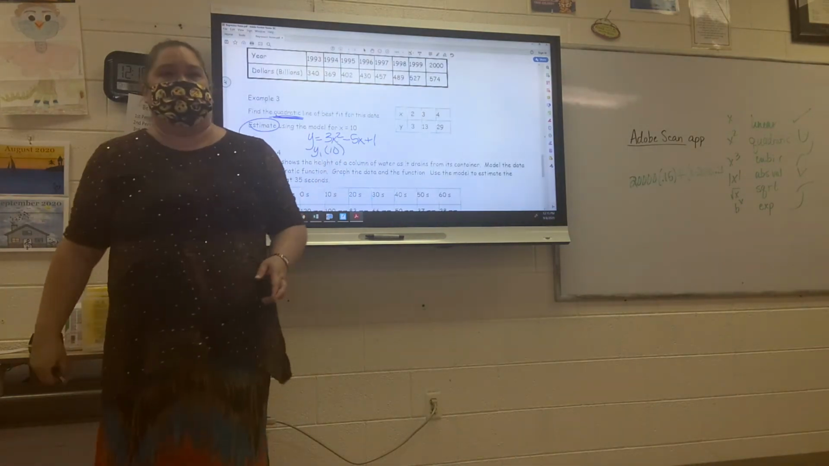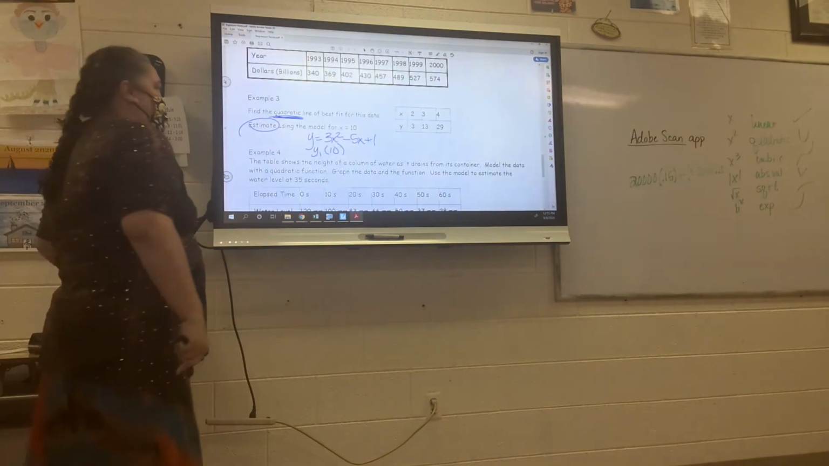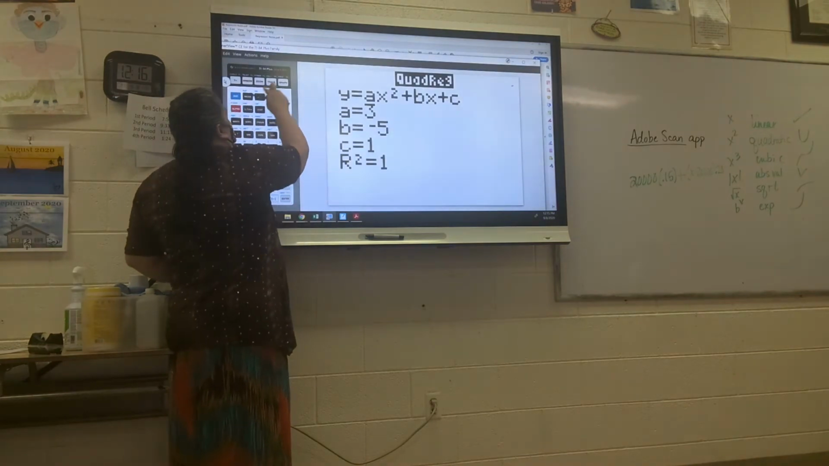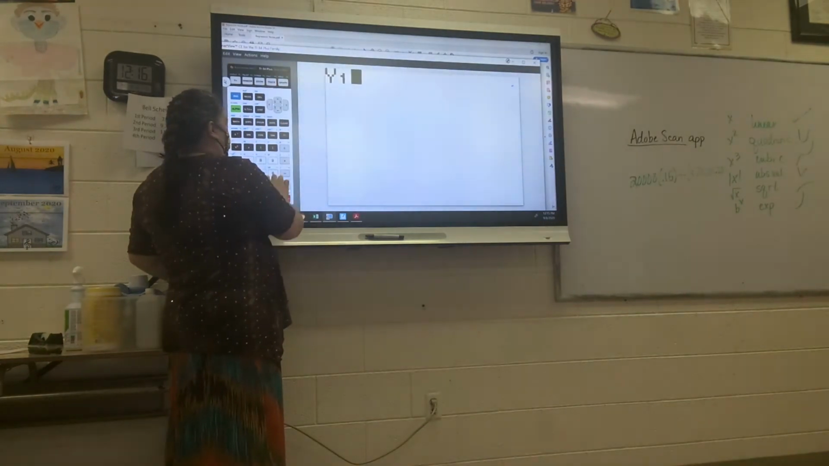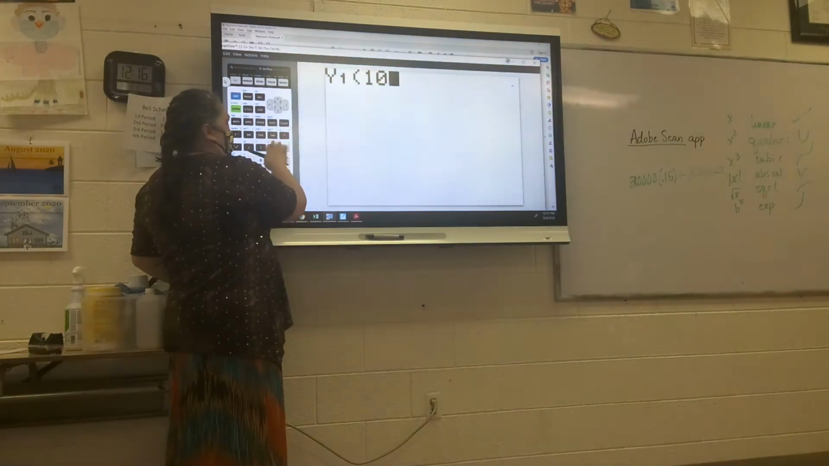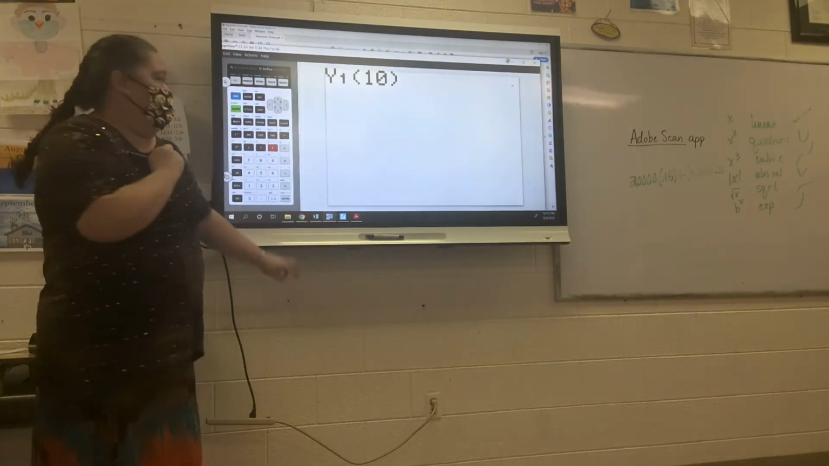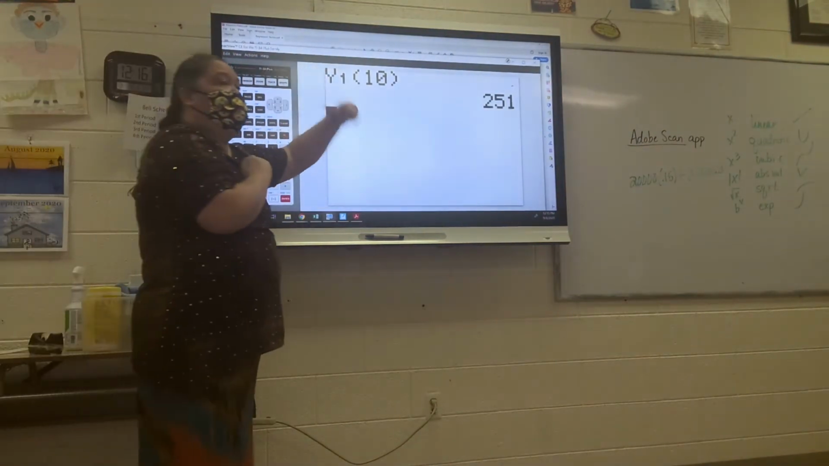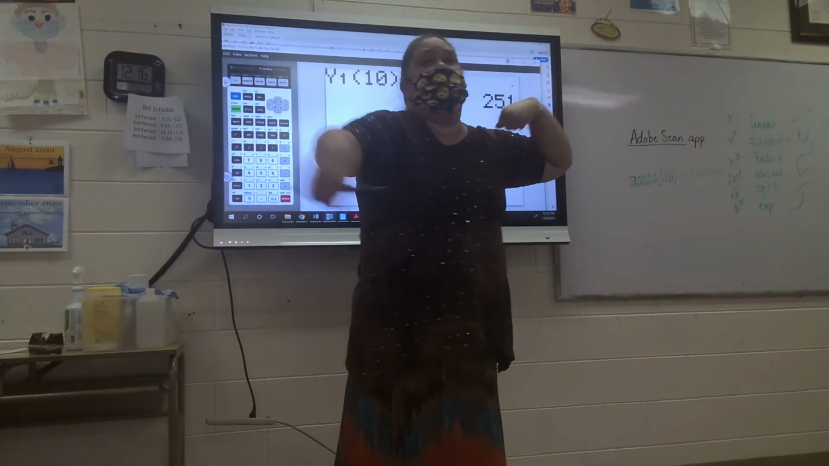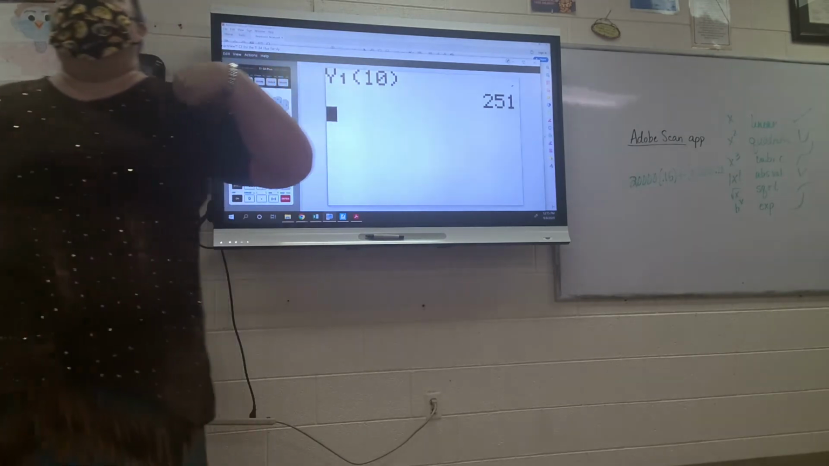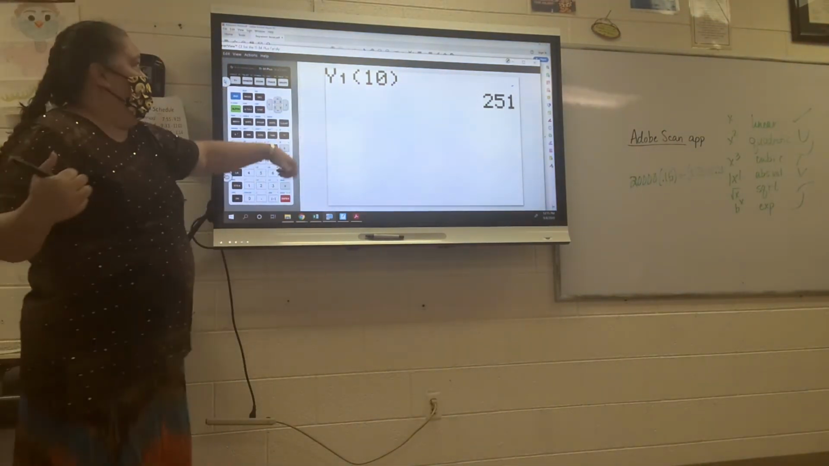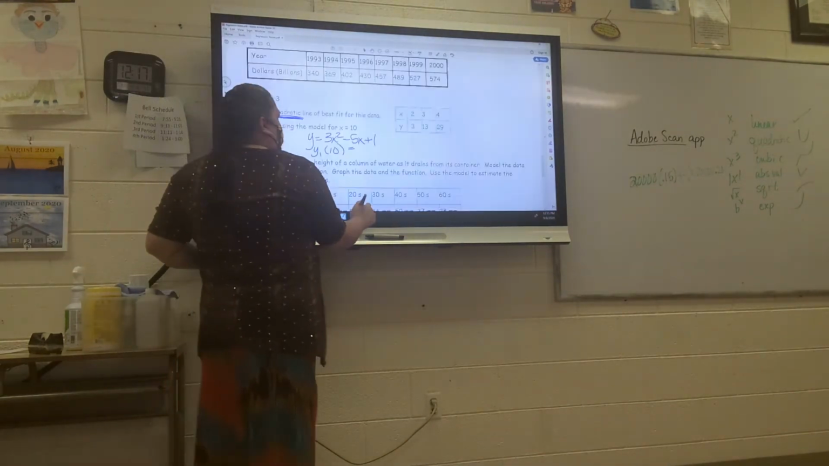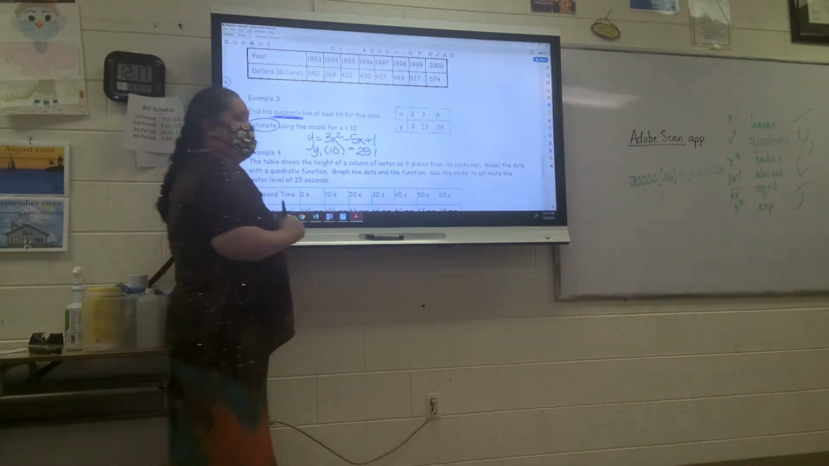Everybody tell me what y1 of 10 is. Alpha trace. So alpha trace, y1 of 10. Now, if you don't get this number, you forgot to do the alpha trace on the last step, okay? If you don't do alpha trace every time on that start reg EQ, it's gonna pull up the equation from before. That's why you always want to store the reg equation, because otherwise when you estimate, it's gonna use the old equation. So 251 is your answer.